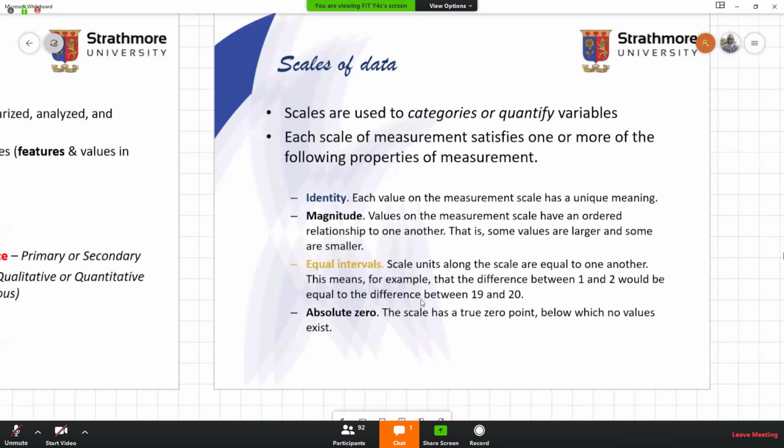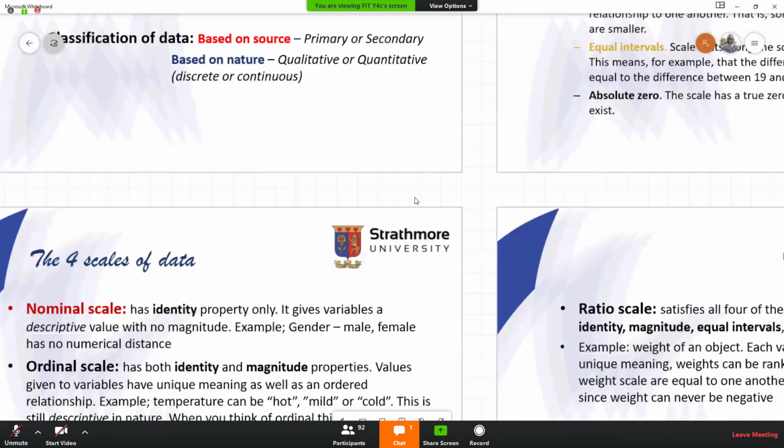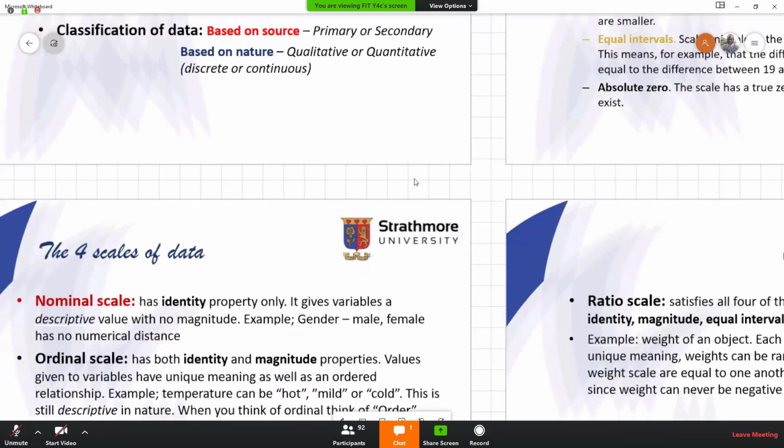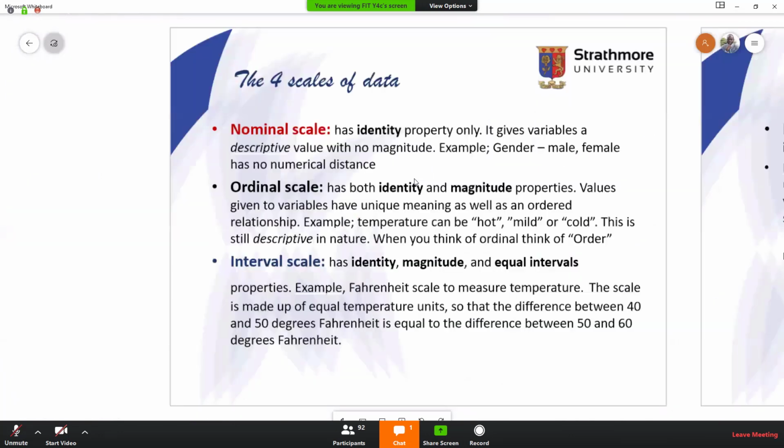But now the focus is actually here. These are the 4 scales that you're supposed to know. The first one is called a nominal scale or nominal data. This one has identity only. It gives variables descriptive data. There is no magnitude. For example, if I have data on gender and people are categorized as male or female, there is no numerical difference between a male and a female. It is just an identity difference.